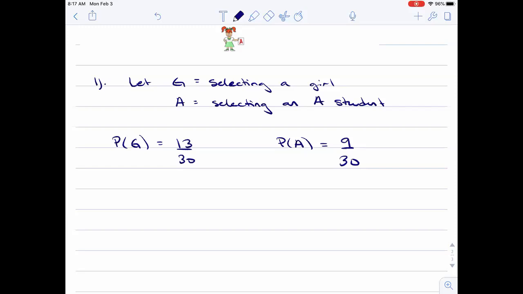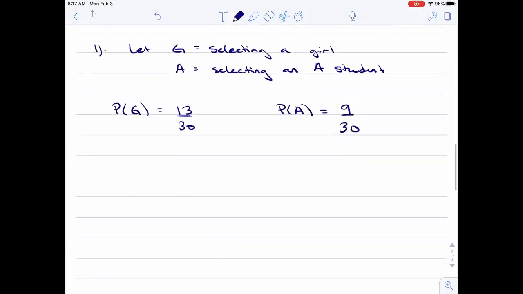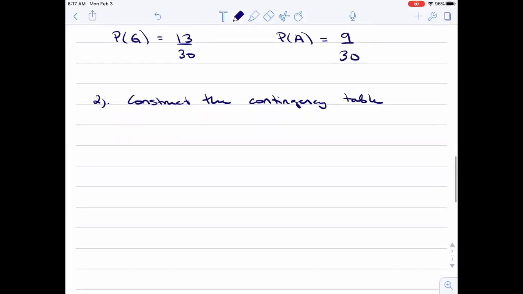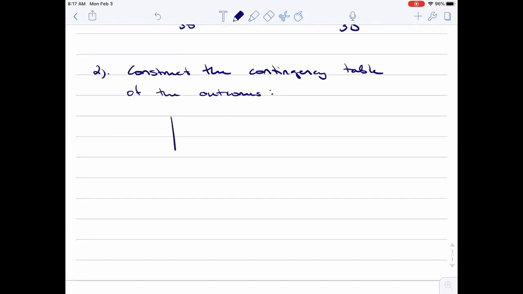So, okay. Instead of drawing a Venn diagram, I was about to say draw. It's not so much drawing as constructing the contingency table of the outcomes. It doesn't matter which one you put in the rows and in the columns here, but I'm going to put maybe gender up here and the grade up here.